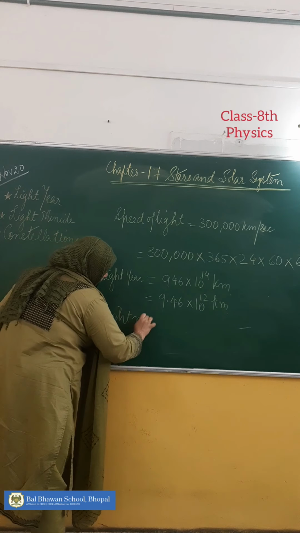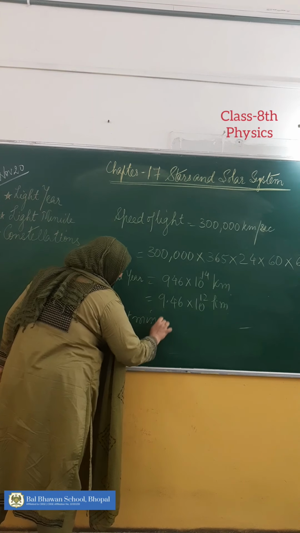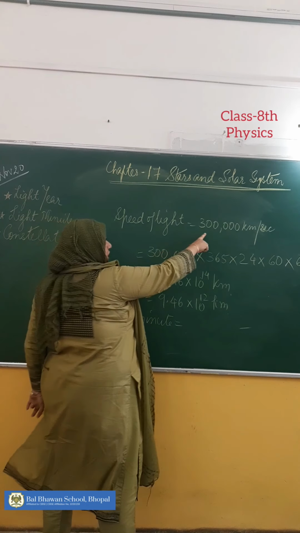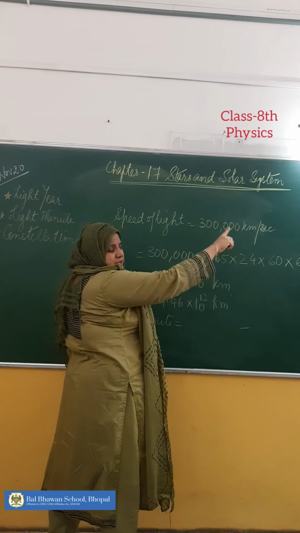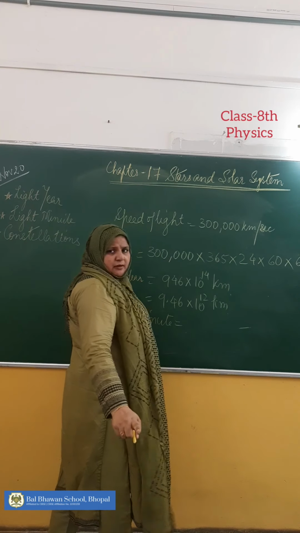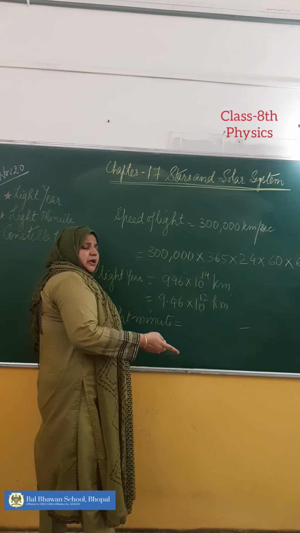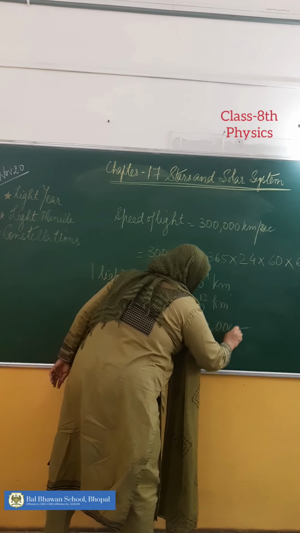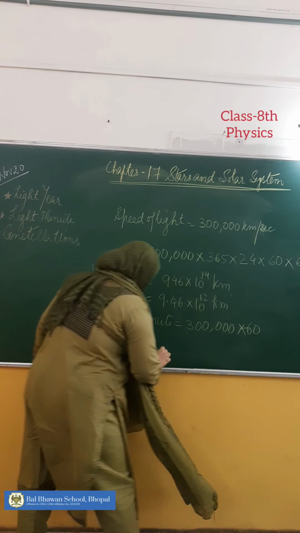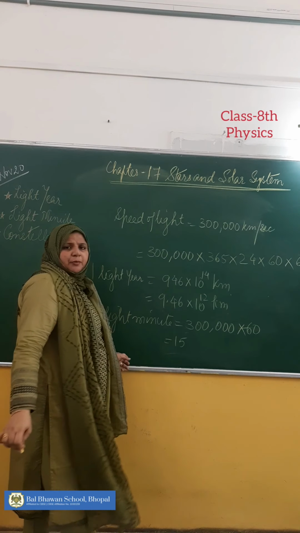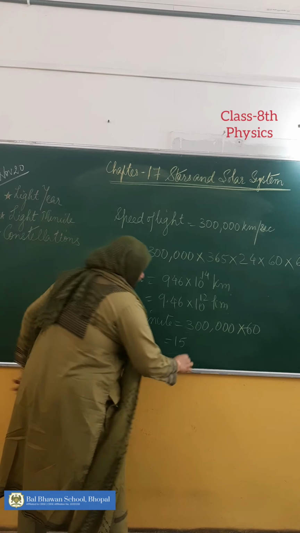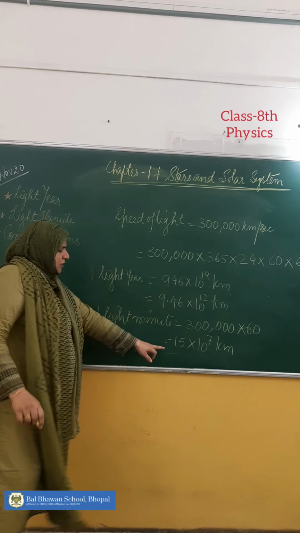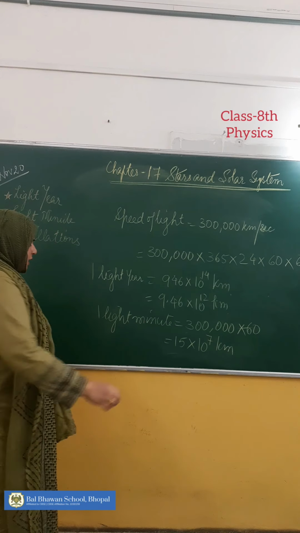Okay. Now we will see how many kilometers are present in a light minute. For 1 light minute, how many seconds are there in a minute? 60. So if 300,000 kilometers is travelled by light in 1 second, how many kilometers will be travelled in 1 minute? It is multiplied by 60. So 300,000 multiplied by 60 will give you the number of kilometers present in a light minute. That is 18 into 10 to the power 6 kilometers. These many kilometers are present in a light minute.